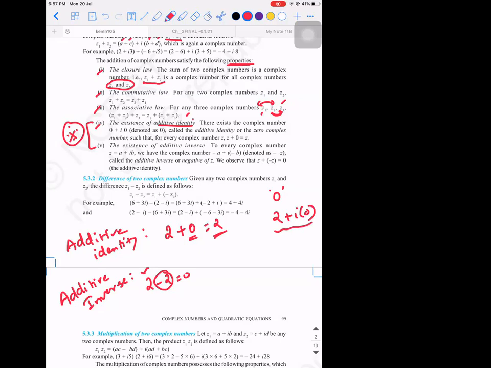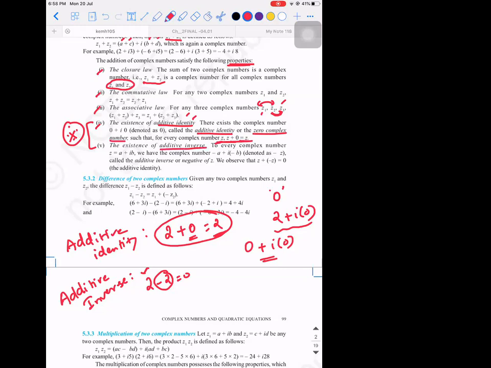So when I talked about additive identity for a real number, you told me 0. But can 0 be written as a complex number? 0 plus i into 0 is the complex number which is going to be the additive identity of any complex number Z. So Z plus 0 is Z.